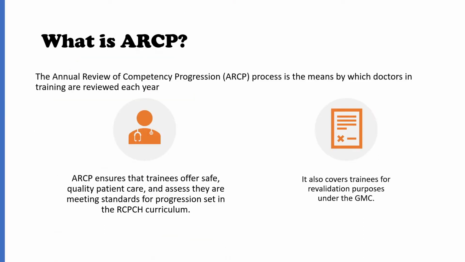So, what is ARCP? ARCP, or the Annual Review of Competency Progression, is the process by which doctors in training are reviewed each year. ARCP ensures that trainees offer safe, quality patient care and assesses that they are meeting the standards for progression set in the Royal College of Paediatrics and Child Health curriculum. It also covers trainees for revalidation purposes under the GMC.